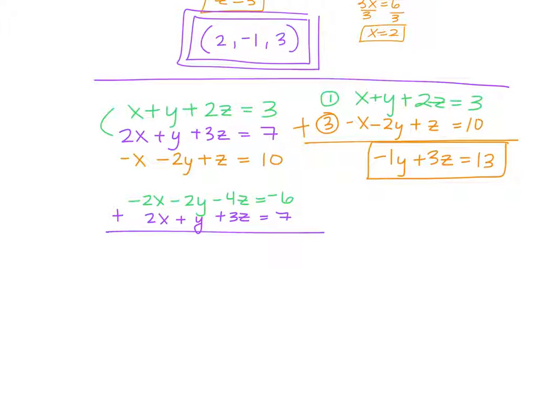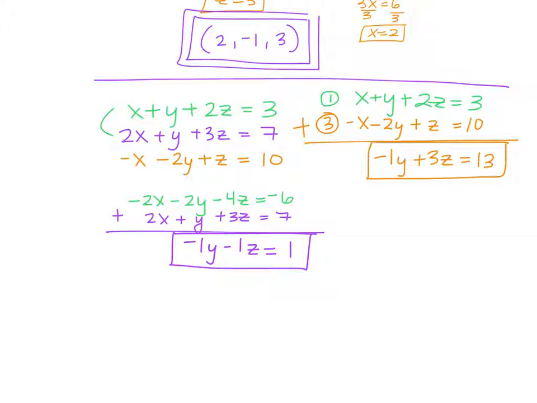This cancels, your x's cancel. -2 plus 1y is a -1y. -4z plus 3z is a -1z. And -6 plus 7 is 1. I did that backwards on my other one. Okay? Still with me? What do I do now?